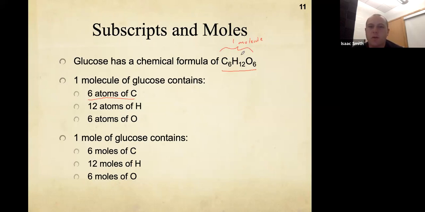The way I like to think of it is, let's say you had 1 cheeseburger. 1 cheeseburger actually contains 2 buns, right? So if you have 10 cheeseburgers, you actually have 20 buns. It's the same thing. Even if you just have 1 mole of glucose, you actually have 6 moles of carbon, because each mole of glucose contains 6 moles of carbon. Hopefully that makes sense.